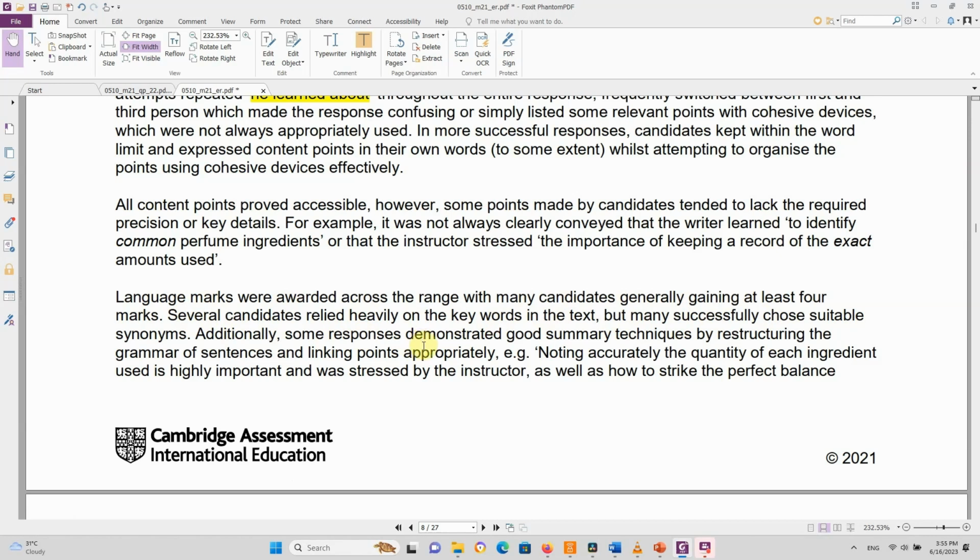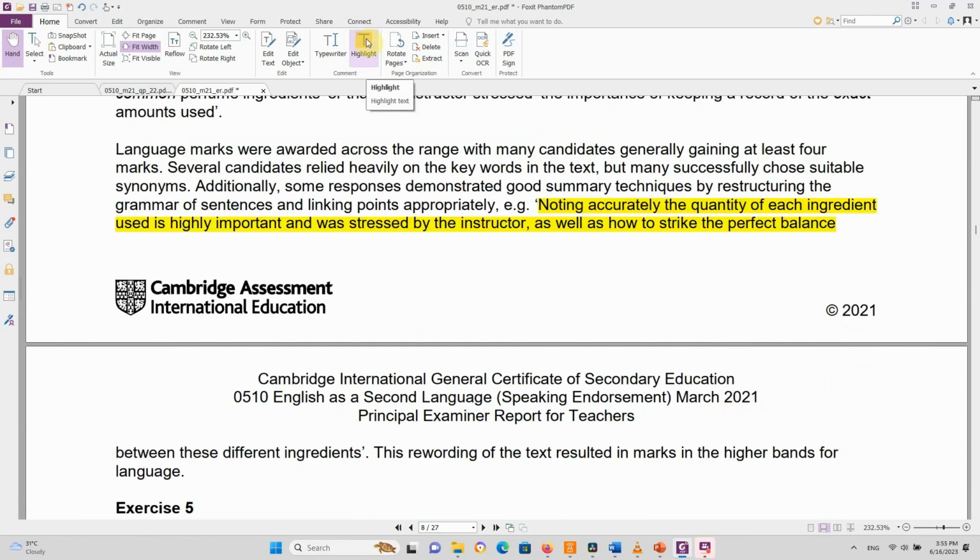Several candidates relied heavily on the key words in the text, but many successfully chose suitable synonyms. Additionally, some responses demonstrated good summary techniques by restructuring the grammar of sentences and linking points appropriately, e.g. noting accurately the quantity of each ingredient used is highly important and was stressed by the instructor, as well as how to strike the perfect balance between these different ingredients. This rewording of the text resulted in marks in the higher bands for language.